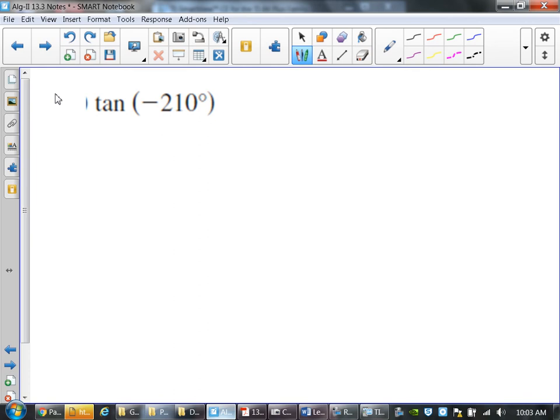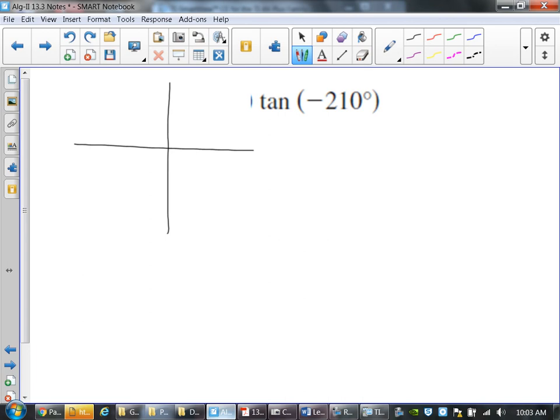Negative angles go what direction? Down. They go down and around. Okay, so 210. Where's that going to wind up? Very good. It's going to wind up in the second quadrant, because we come up 180. Then how far up do we go? 30 degrees. So what's my reference angle? 30 degrees. I have a 30-degree reference angle in the second quadrant.